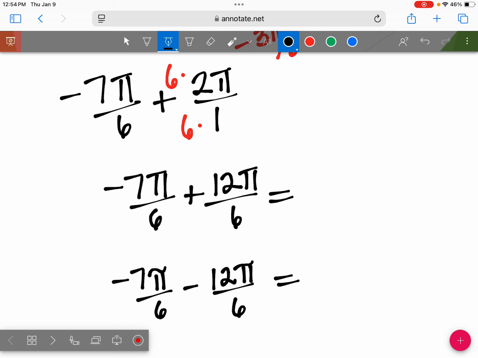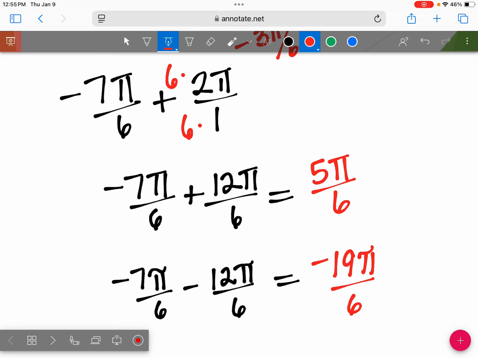So here you would get negative 7 plus 12 is positive 5. 5 pi over 6. And negative 7 minus 12 is negative 19. And that's it.